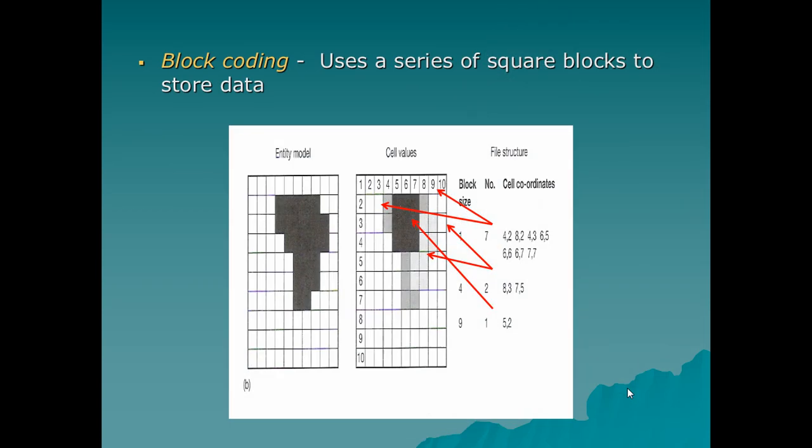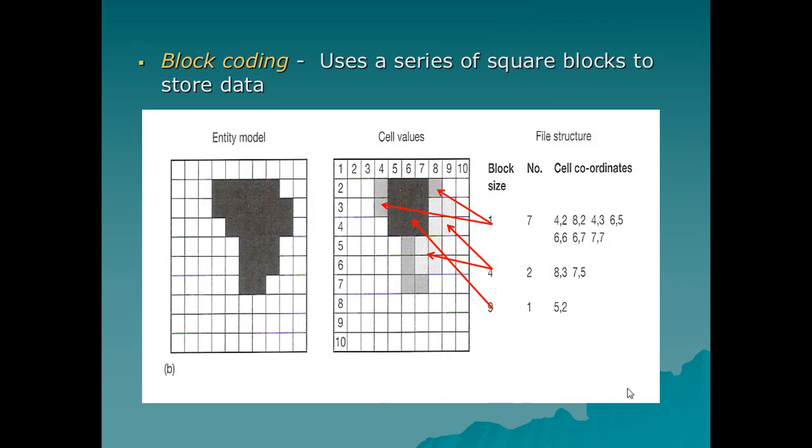Right. So the second one we would look at is block coding. So block coding uses a series of square blocks to store your data. So again, we're using the same data layer with the same information, but we're going to store it differently now.